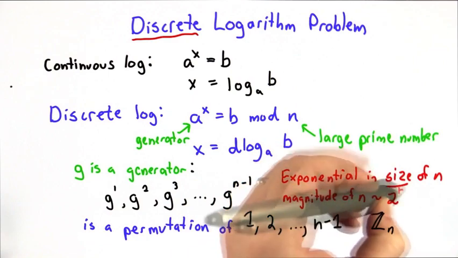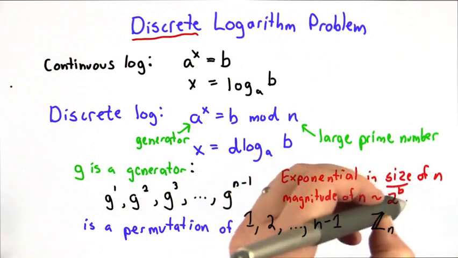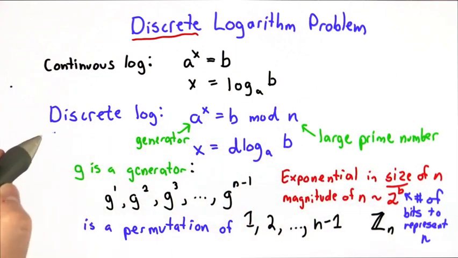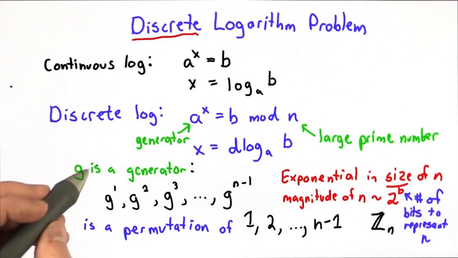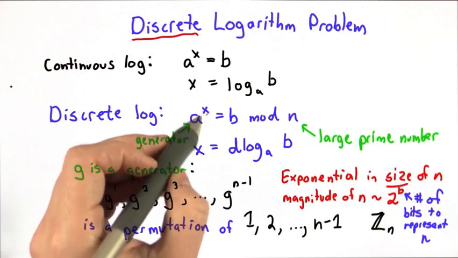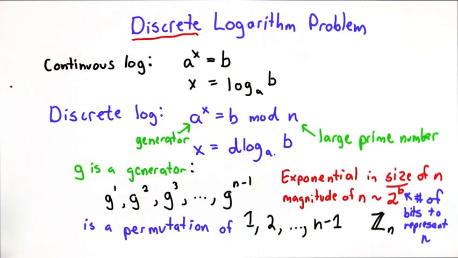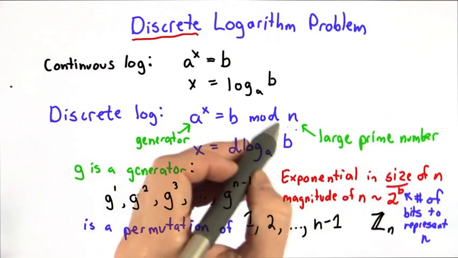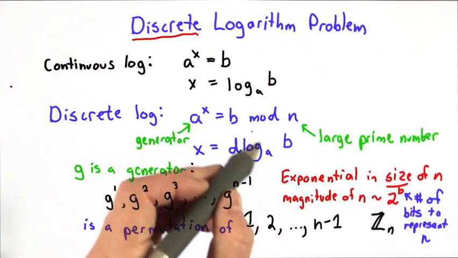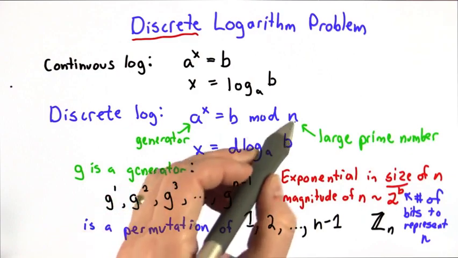But the magnitude of n grows as 2 to the number of bits needed to write down n. So as long as that's the best solution to discrete log, then for very large n, it's intractable. No matter how many computing resources you have, you can't do this exponential search. You can't find the value of x that's the discrete log of b base a mod n. So as long as no one can find a fast way to solve the discrete log problem, as long as n is large and is an arbitrary instance of this problem, we think that it should be hard to compute x given a and b and the modulus.